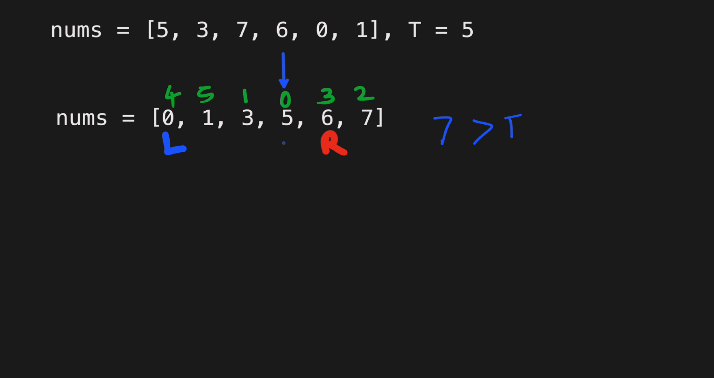Now, continuing with the iteration, the sum of the numbers pointed by these pointers will be 0 plus 6, which is 6, still more than target. So we move the right pointer inward. Now the sum of the elements is 0 plus 5, which is equal to target. So we will return the original indices 4 and 0 as our answer.